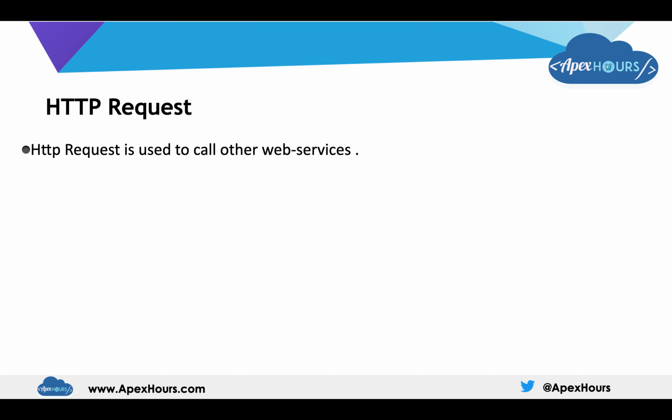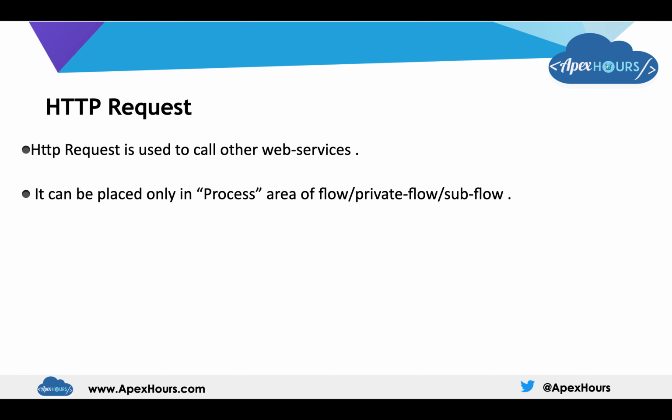Then it can be placed only in the process area. Remember, when I explained the HTTP listener, I might have included this point: the HTTP listener can be placed only in the source, because that is where you are receiving the request, you are listening to the request, so that is the listener. Here you are requesting someone, that's why it is called HTTP request. And it can be placed only in the process area of a flow, a private flow, or a subflow.